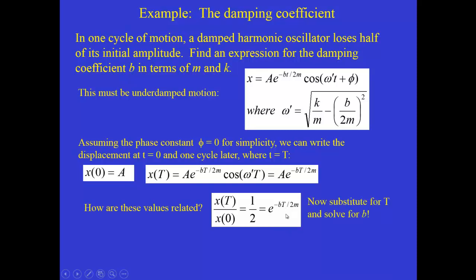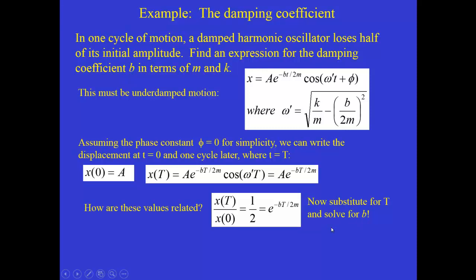So at this point, what I would do is solve for t, and t would be 2 pi over omega prime, right? I could plug that into here, and then I would need to take the natural log of both sides, and that would give me an equation that would have b in it along with m and k. And I could try at least to solve that equation for b, which would give me how b would depend on the spring constant and on the mass.